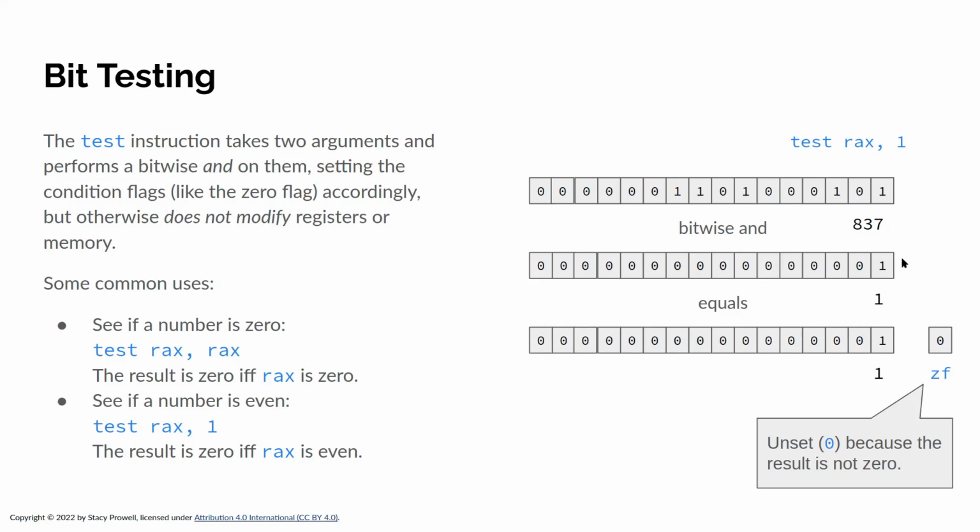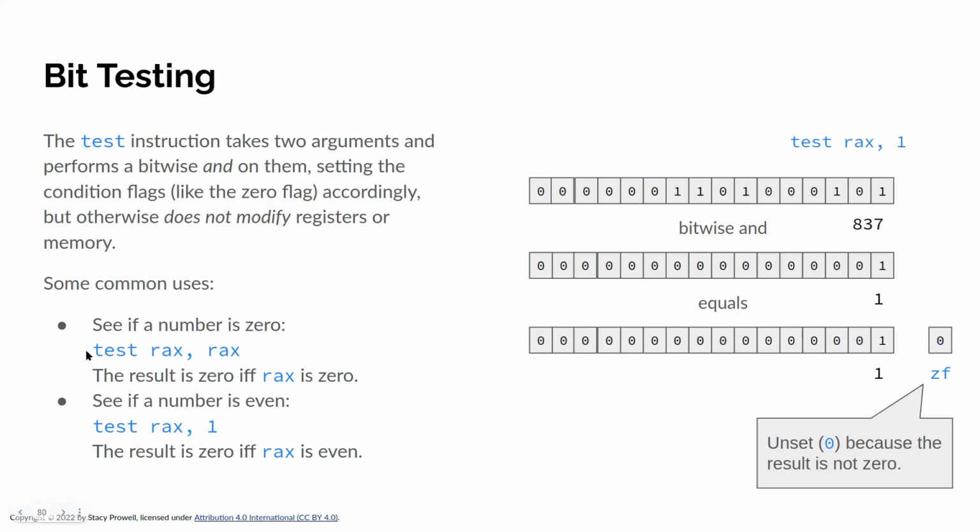837 bitwise ANDed with 1, since this is odd, is going to result in a 1 at the end here. That's not 0. So the 0 flag is not set. Confusingly, if this had been 0, the flag would be 1. And so now I can use test, and I can use the jump if 0 to check for even or odd. And we see that a lot in programs. Test RAX, 1 is a quick way to check if something is even.